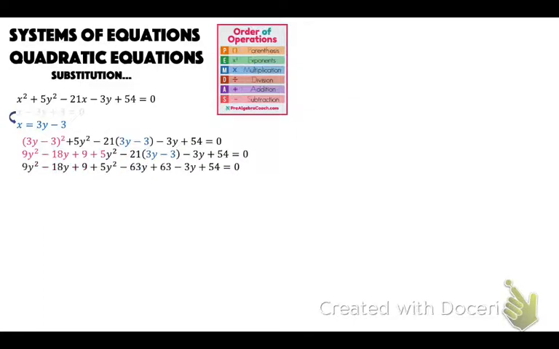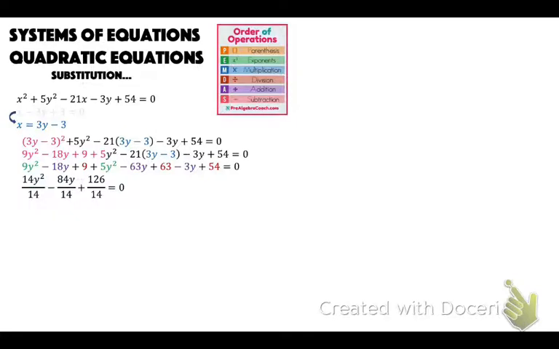Okay, then I'm going to multiply that 21 in right here. So that's negative 63y plus 63. So this is 9y squared minus 18y plus 9 plus 5y squared minus 63y plus 63 minus 3y plus 54 equals 0. Group the y squareds together so you get 14y squared. Negative 18 minus 63 minus 3 is negative 84. 9 plus 63 plus 54 is 126.